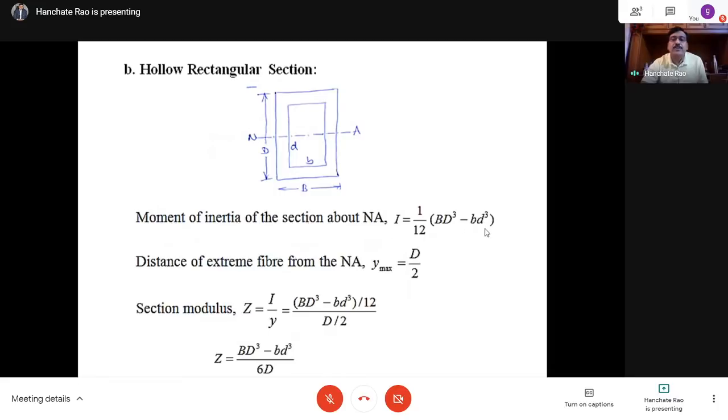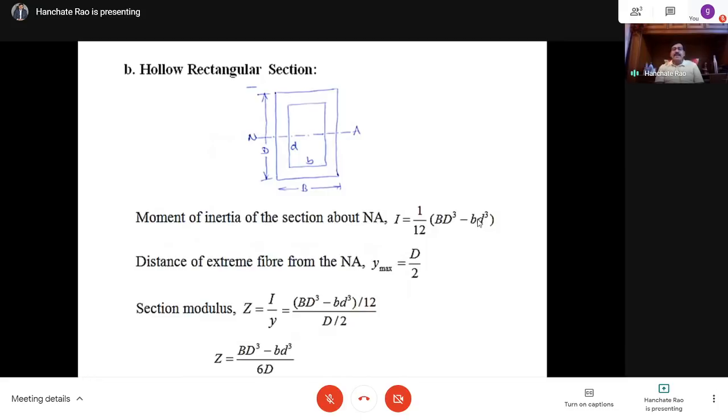So minus small bd cubed by 12. So that is 1/12 of capital BD cubed minus small bd cubed. That is the moment of inertia of the hollow rectangular section about its neutral axis. Again, the neutral axis is at a depth of capital D by 2 from the top or capital D by 2 from the bottom. The neutral axis always passes through the centroid.